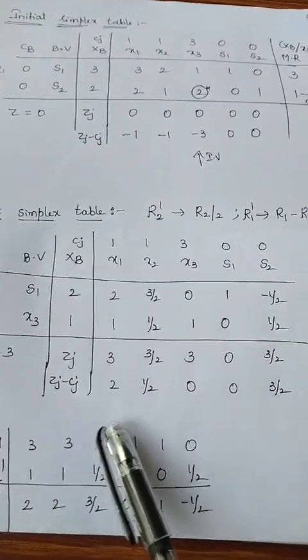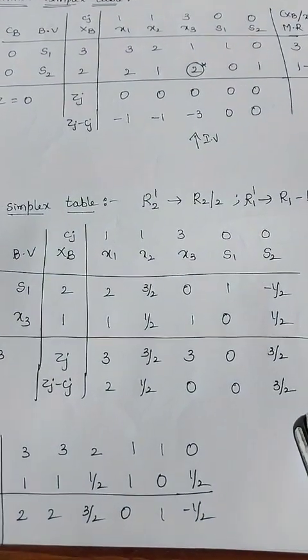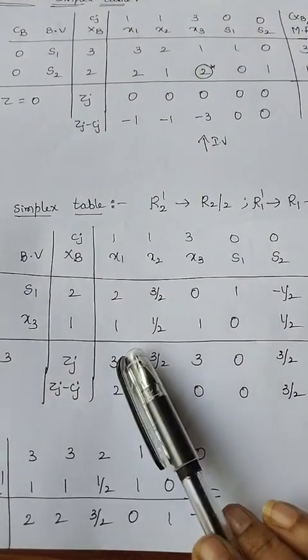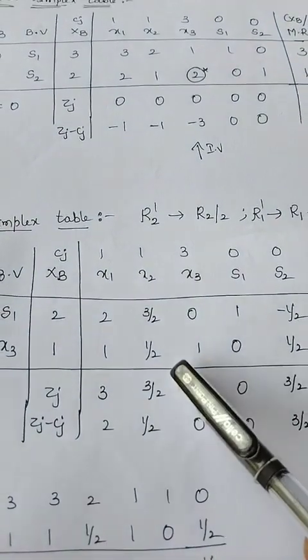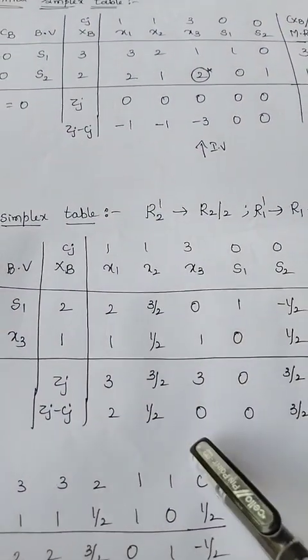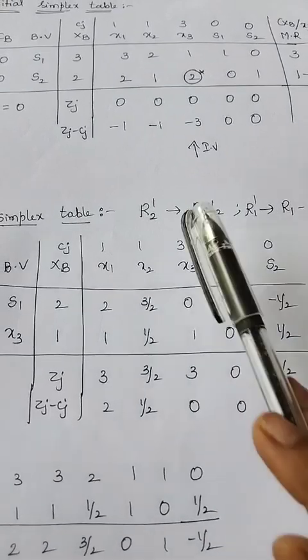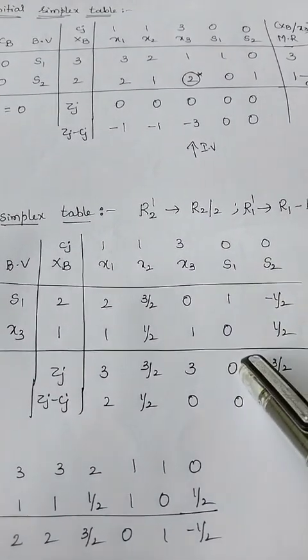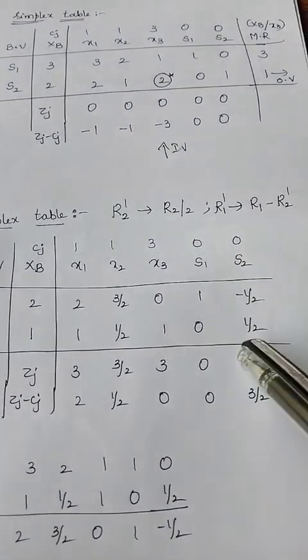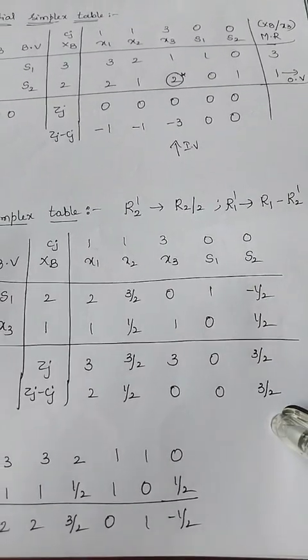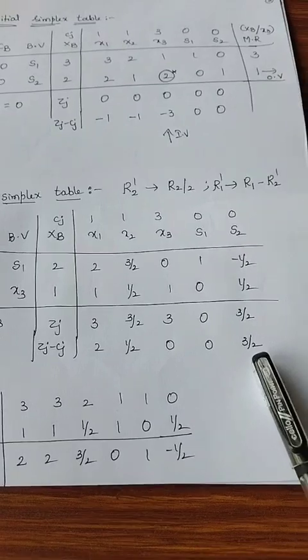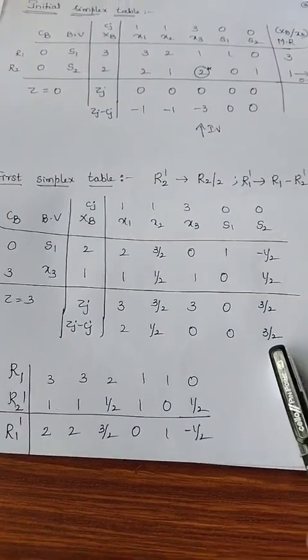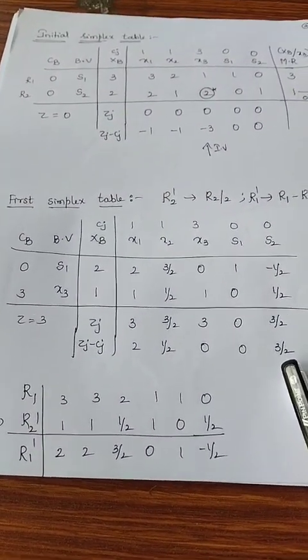We have to find out the zj minus cj values. Zj minus cj means 3 minus 1, 2. 3 by 2 minus 1, 1 by 2. 3 minus 3, 0. 0 minus 0, 0. 3 by 2 minus 0, plus 3 by 2. See, since all the zj minus cj values are positive, the solution is optimum here.